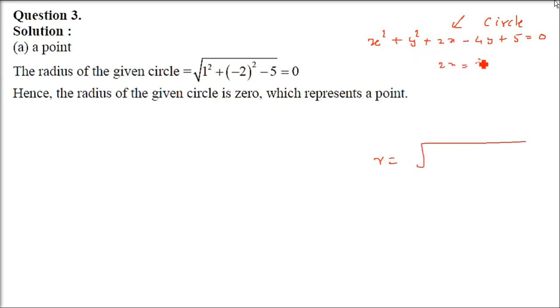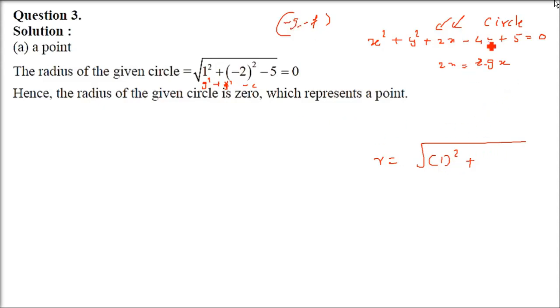But let me tell you, if I compare this 2x with 2gx, try to find out g or try to find out minus g. So you'll get 1. Again, minus g minus f won't affect here. Center will always be minus g and minus f. Always remember, whenever you are being told center, find minus g minus f. Whenever you are being told try to find out the radius, g and f will suffice.